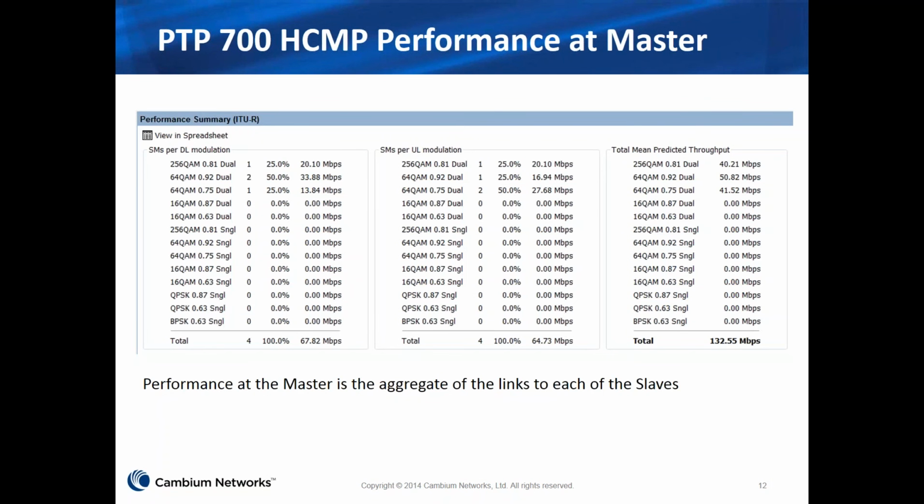On the access point page, we also have a performance summary section. This shows how many devices are using each modulation mode in each direction and shows the aggregate data rate at the master of the links to all those devices. Where there are multiple devices on the same modulation mode, the data rate to each device will be the total shown divided by the number of devices in that mode.